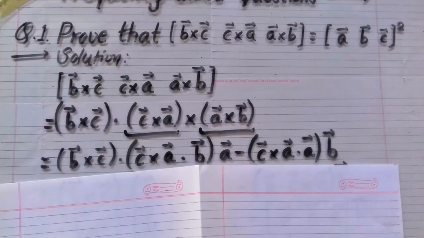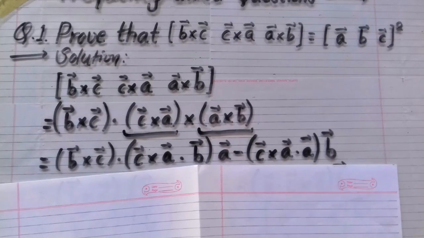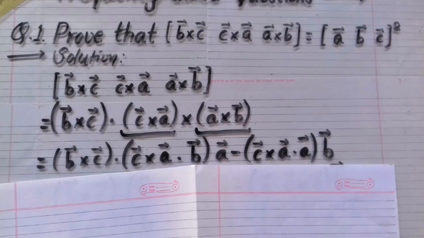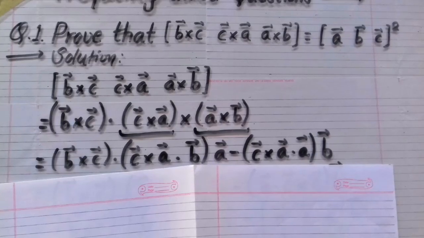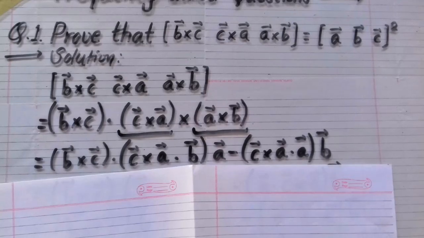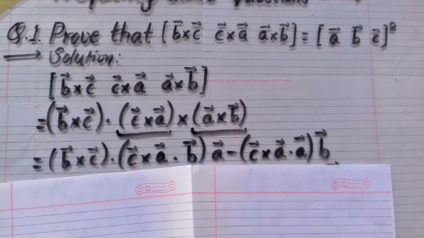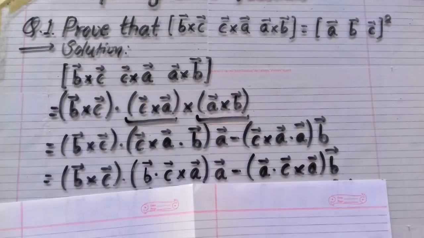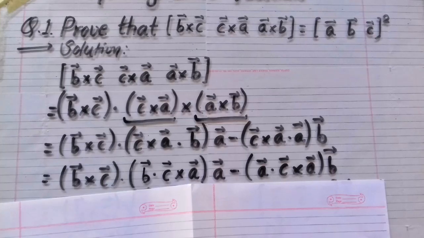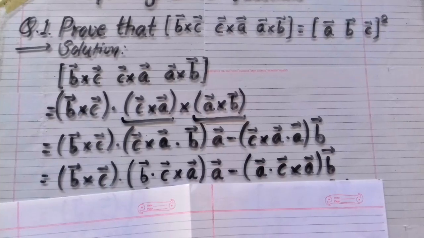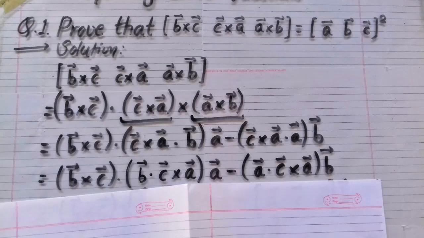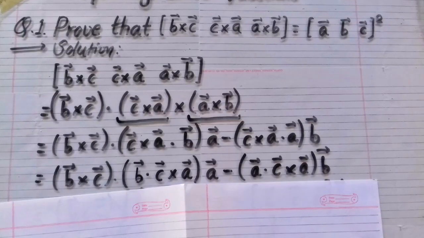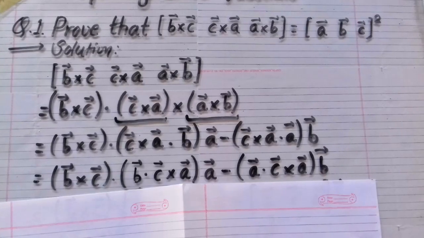And after this, we are using the property of vector triple product. We can suppose c vector cross a vector as a single vector and a vector cross b vector as the other two vectors connected by a cross product. So we can use the property of vector triple product and we get this expression. In another step, we can see the scalar triple products of the vectors there, and we are just arranging those vectors in order.